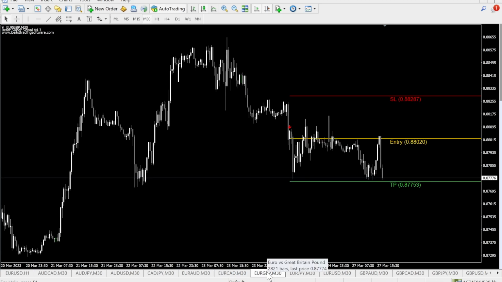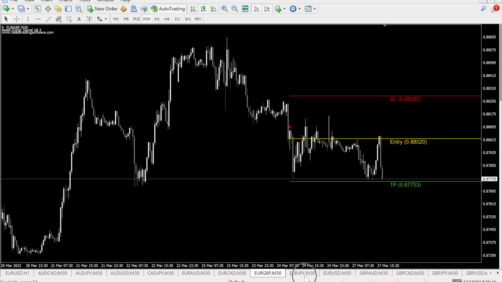Then on to the euro pound. Again, we had a sell signal here. Unfortunately, it looks like it came so close to hitting take profit, and here we are again, looking like it's going to hit take profit again. So close to take profit. We can almost smell it.